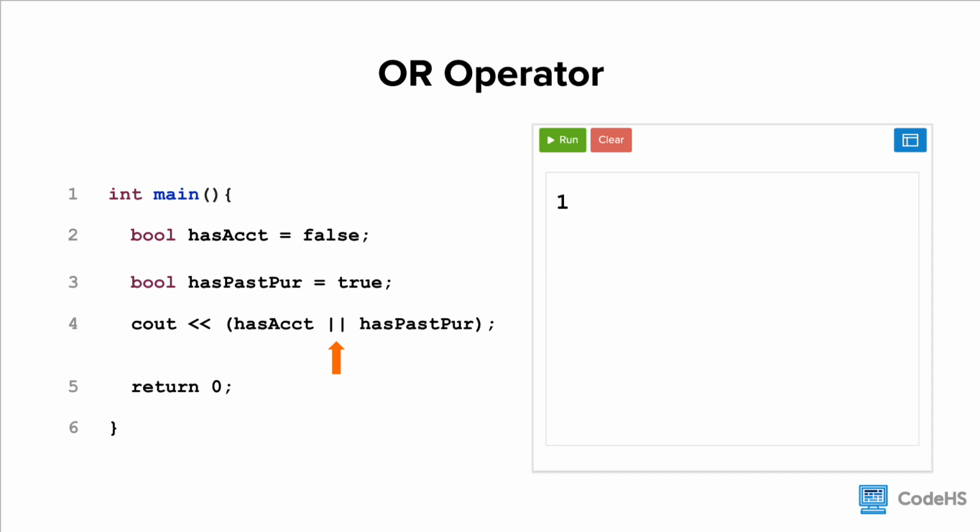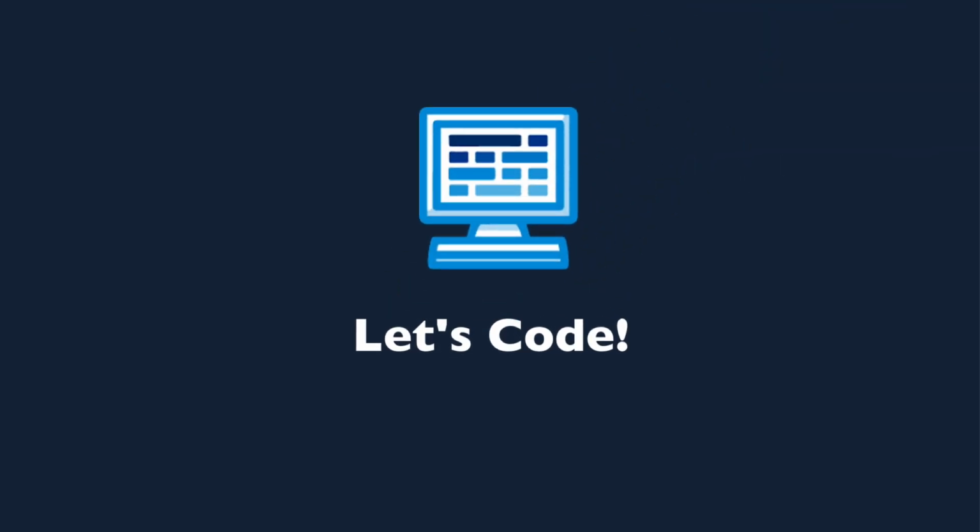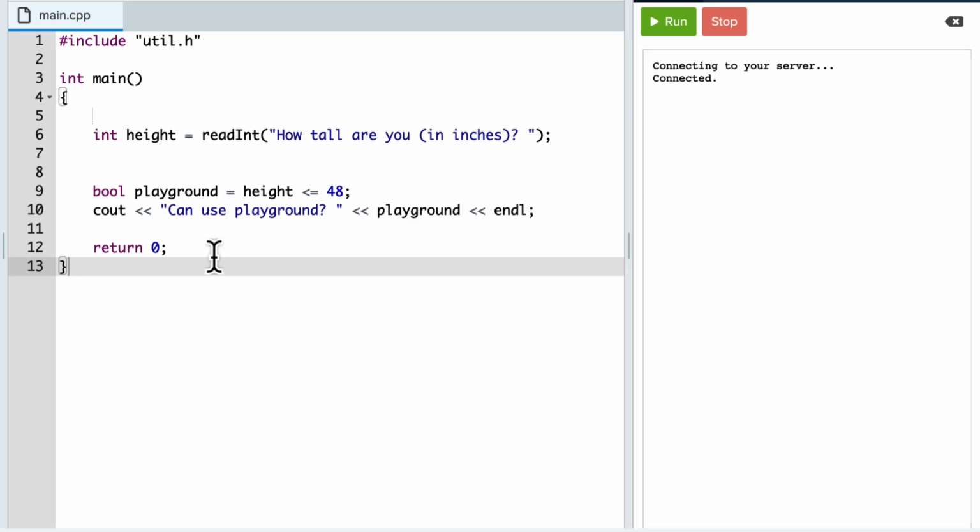Let's look at an example where we want to determine whether a user is a valid active customer of an online shop based on whether they have an account or have made a past purchase. In this case, the expression evaluates to true since hasPastPurchase evaluates to true. The expression will only evaluate to false if both values are false. So with that, let's take some time now to explore how we can use comparison and logical operators in our code.